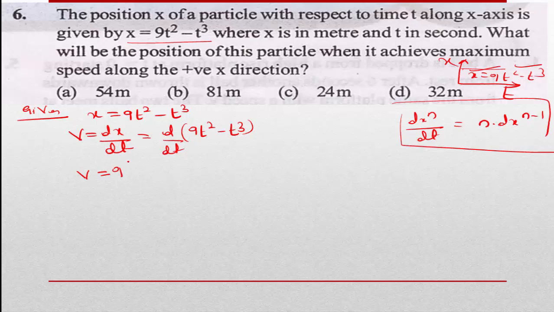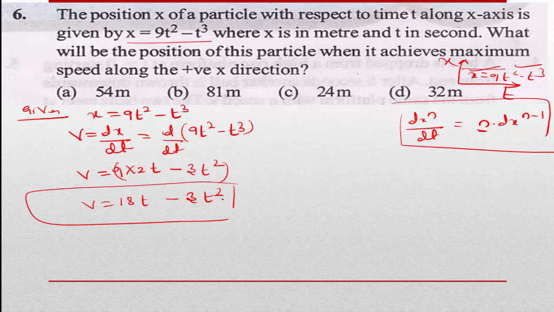Here 9 is a constant, so we keep the constant and differentiate. 9 into t square is in the form of x to the power of n, so it becomes 2 into t to the power of 2 minus 1, that is t. So 9 into 2t minus, here 3 is the constant, t cube becomes n equal to 3, t to the power of n minus 1, that is t square. So v is equal to 9 into 2t minus 3 into t square, or v is equal to 18t minus 3 into t square.